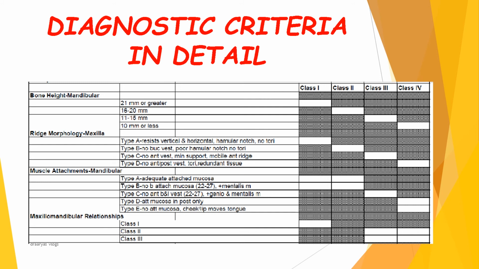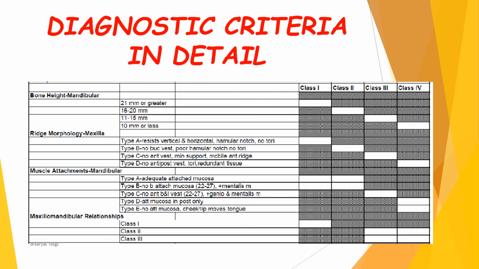So in class 1, it's ideally or minimally compromised. Bone height, it is type 1, 21 mm or greater. Ridge morphology is type A. Muscle attachment is type A or B. Maxilla-mandibular relationship is class 1. In class 2, moderately compromised. Mandibular bone height is type 2, that is 16 to 21 mm. Ridge morphology is type B. Muscle attachment is type A or B. Maxilla-mandibular relationship is class 1.